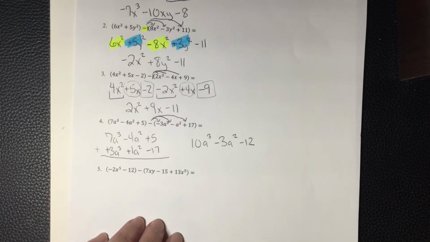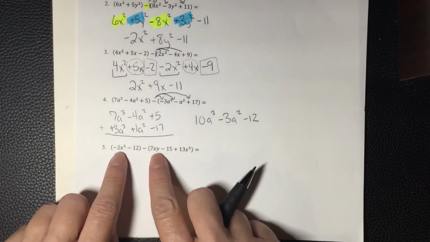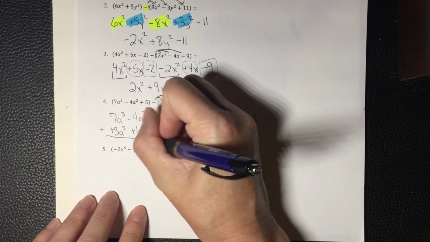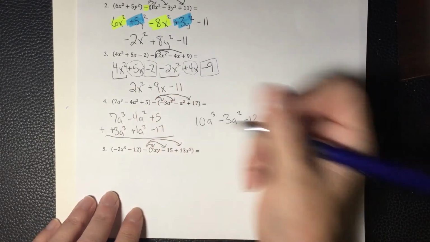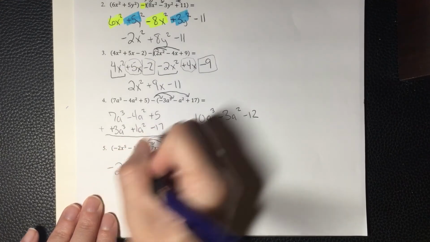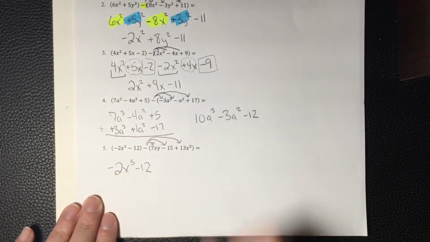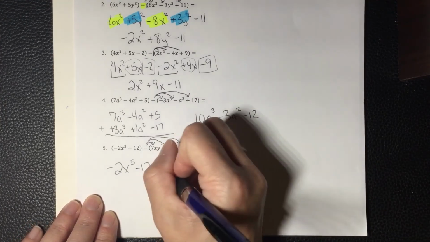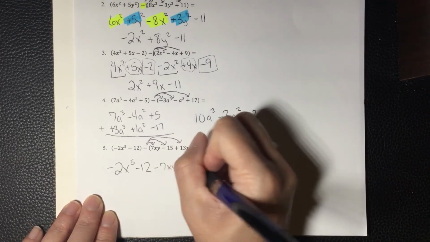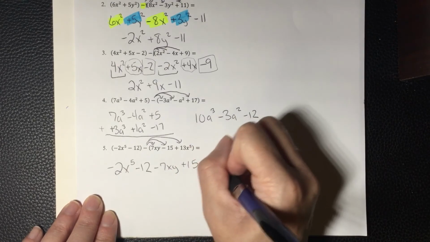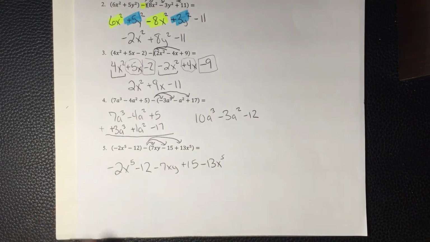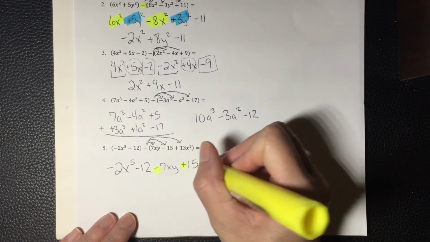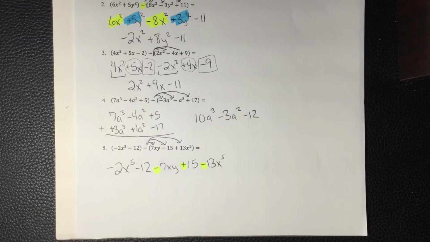Now that doesn't work as well on the last example because notice that our similar terms are not lined up. So I would probably not try to do that vertical line up on this one. Instead, I would bring down the first one exactly as it is. Then for the second one, I need to change those signs. So a -7xy, a +15, and a -13x to the fifth. So remember, when you distribute a negative, it has to change every single sign in that last set of parentheses.